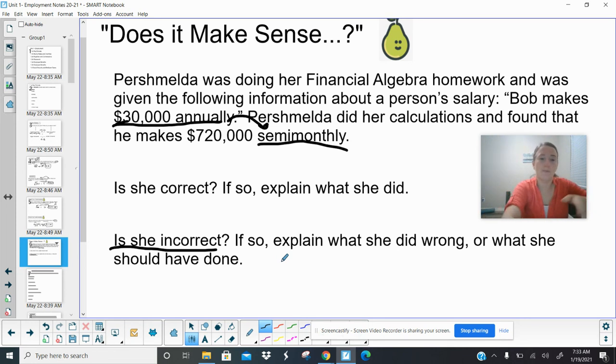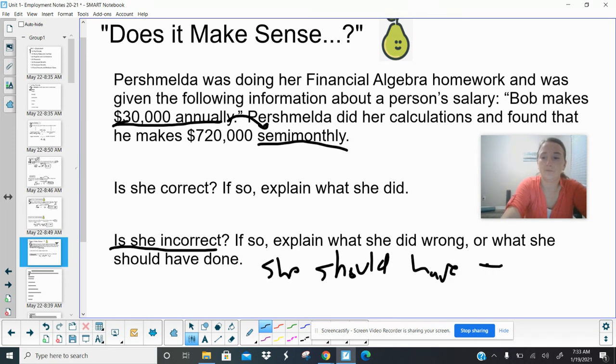So again, what you should have written down is she should have divided, just the business symbol, by 24 instead of multiplied. Because once again, we need to think, does it make sense? We should get a smaller number for how much money you would get twice a month from a year. So just ask yourself, once you're done with the problem, hey, does my answer make sense? Should I have ended up with a smaller number? Should I have ended up with a bigger number? And you should be good.